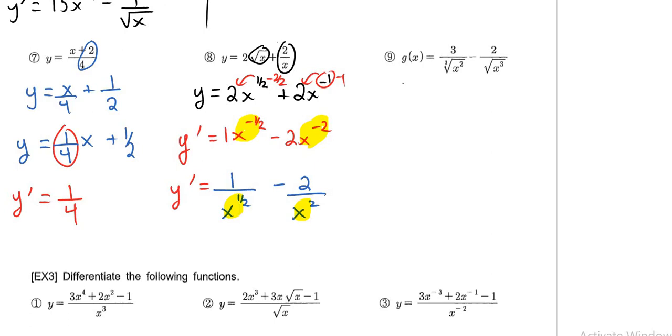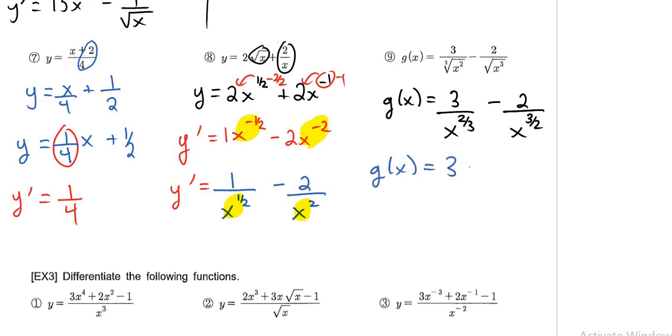Let's move on to question number 9 now. G of x. So once again, we need to rewrite this before we take its derivative. So this is going to be 3 over x to the 2/3 minus 2 over x to the 3 over 2. All right, so then we need to rewrite this one more time. So this would be 3x to the negative 2/3 minus 2x to the negative 3 over 2.